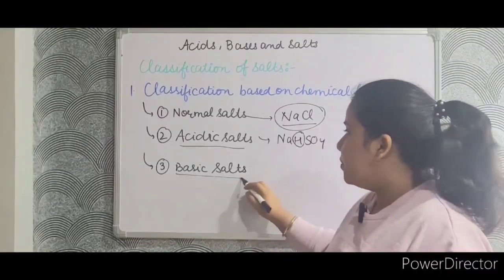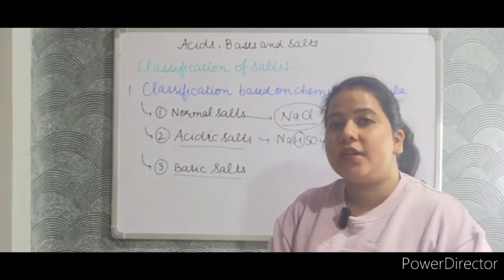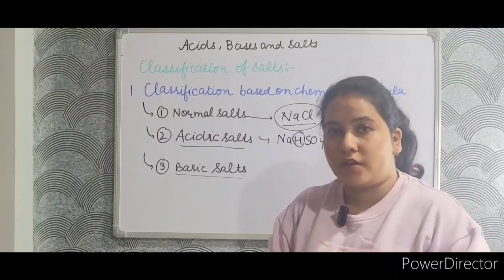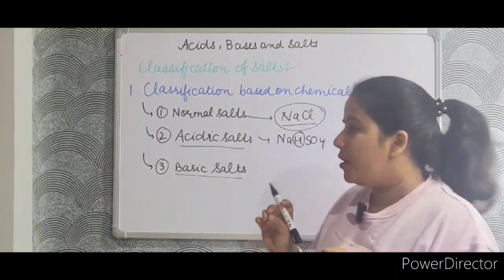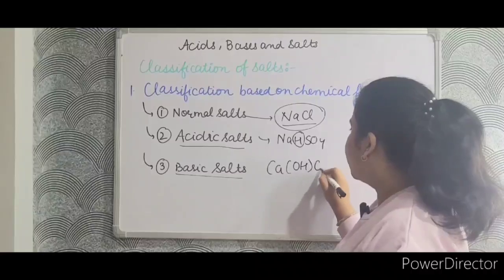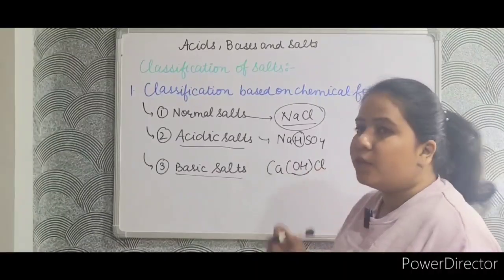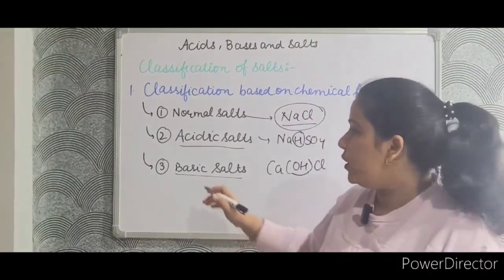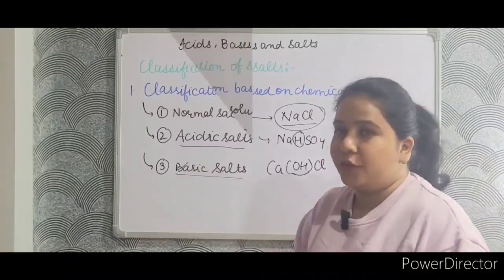And last one is basic salt, the salt which contains one or more hydroxyl ions present in them. Now example of basic salt is CaOHCl. It contains one hydroxyl group, so it is categorized in basic salt.